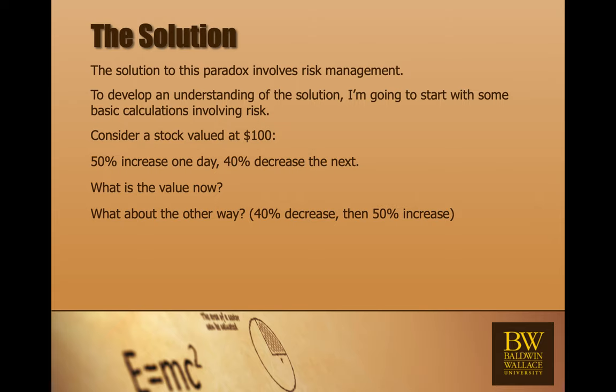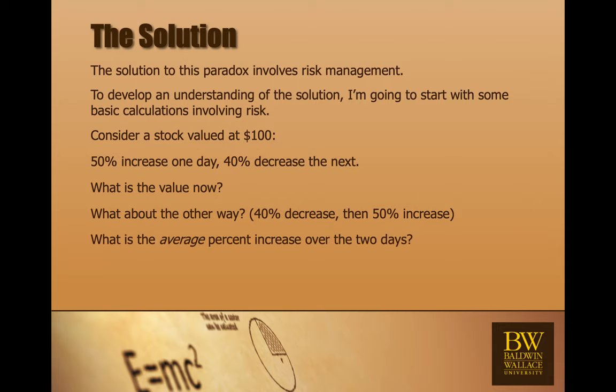What about the other way? Down 40%, then up 50%. If it goes down 40%, you're now at $60. 50% of $60 is $30. So the increase gets you back up to 90. So you lose $10 either way.